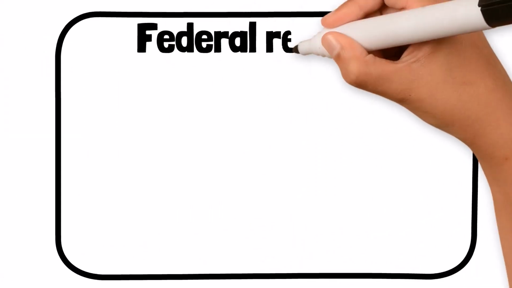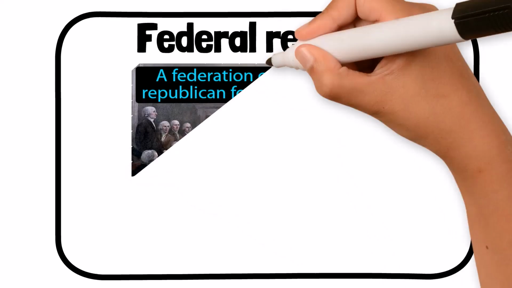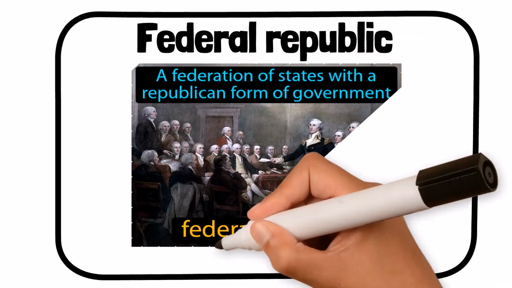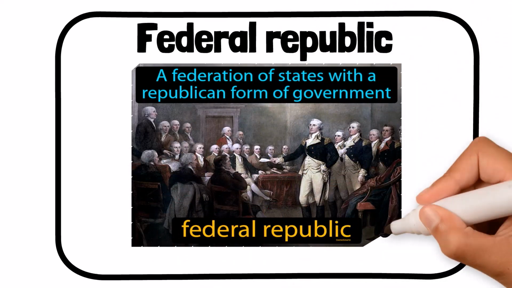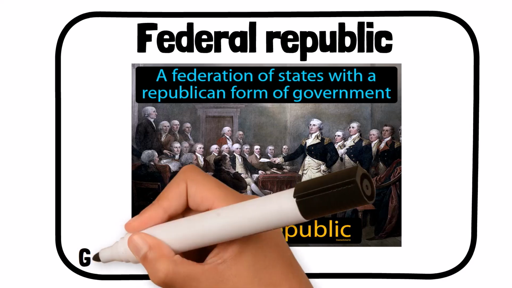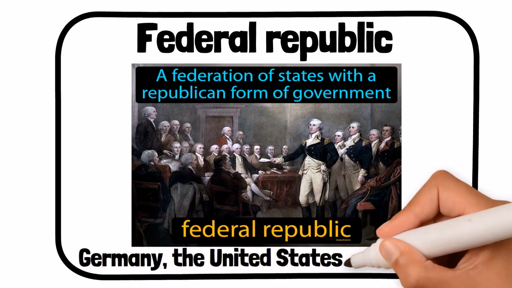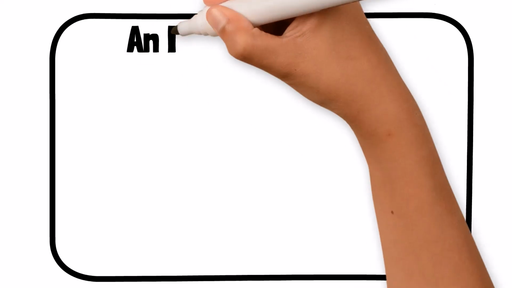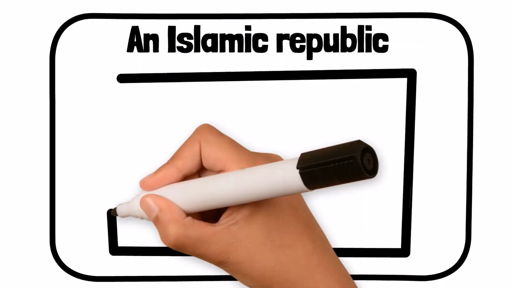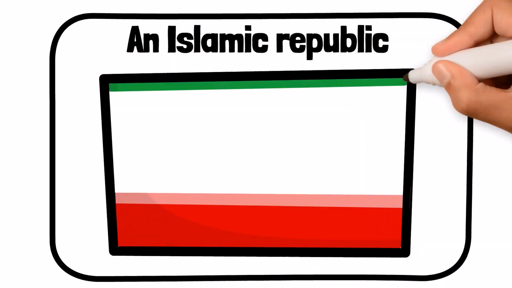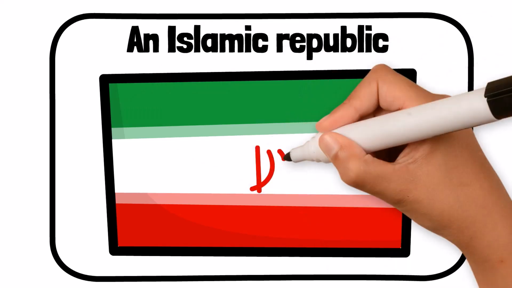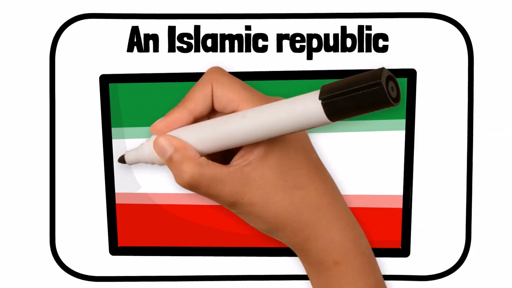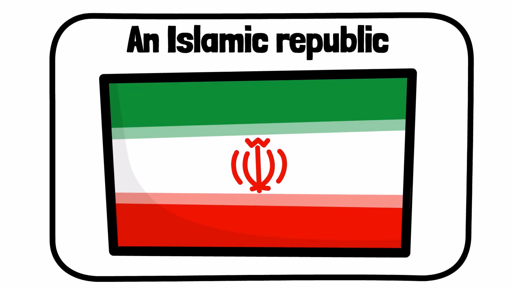A federal republic is a union of states or regions that share power with a central government. Each state or region retains some level of autonomy. Examples include Germany, the United States, and Brazil. An Islamic republic is a republic that is governed according to Islamic law, Sharia, while maintaining republican governance principles. Iran is an example of an Islamic republic.